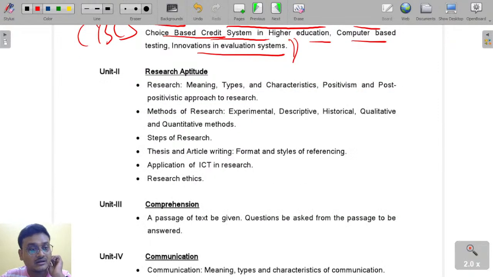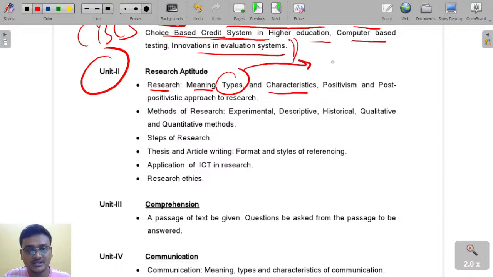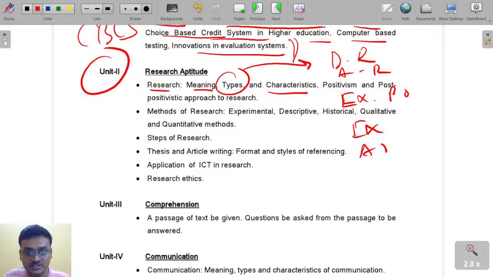Now the second unit is research aptitude. What is research? The definition of research. What are the types of research and its characteristics? Types of research, like we have descriptive research, analytic research, ex post facto research, explorative research, action research. These are the meaning, types, and characteristics of research. We'll be covering them one by one.